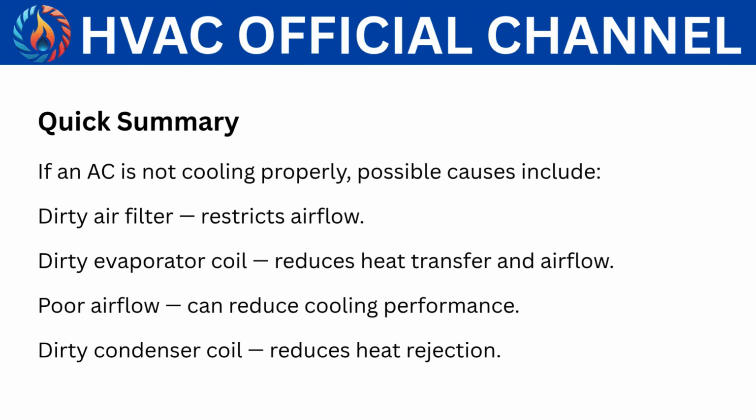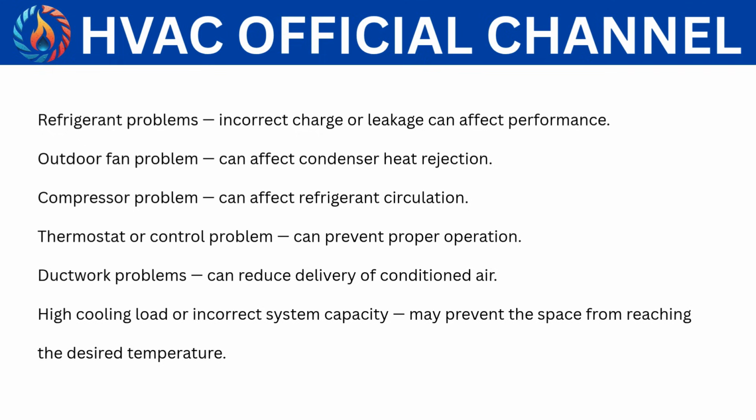Quick summary. If an AC is not cooling properly, possible causes include: dirty air filter restricts airflow. Dirty evaporator coil reduces heat transfer and airflow. Poor airflow can reduce cooling performance. Dirty condenser coil reduces heat rejection. Refrigerant problems, incorrect charge or leakage can affect performance. Outdoor fan problem can affect condenser heat rejection.